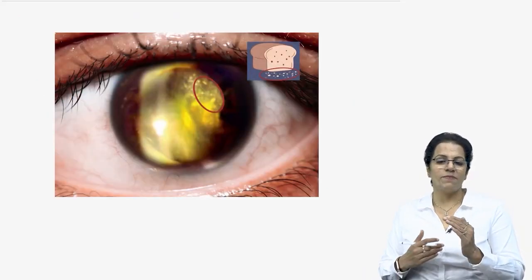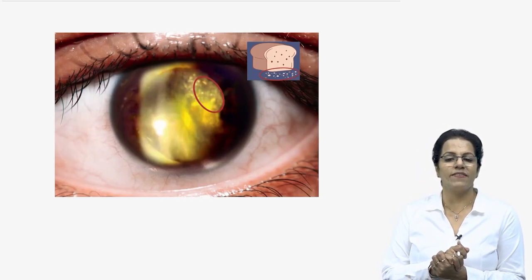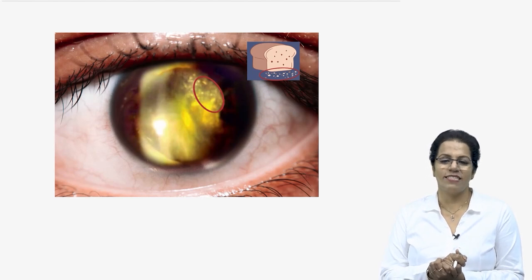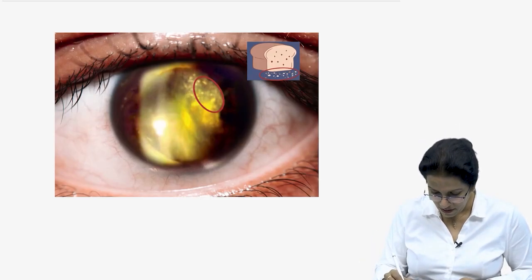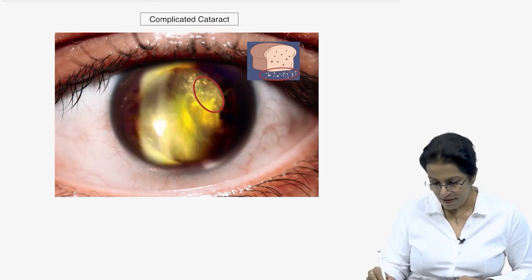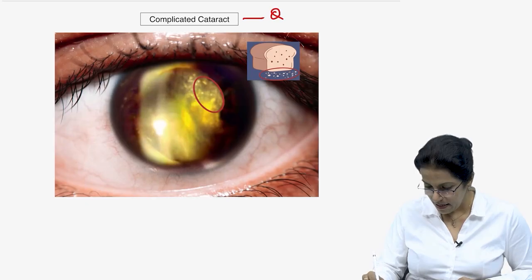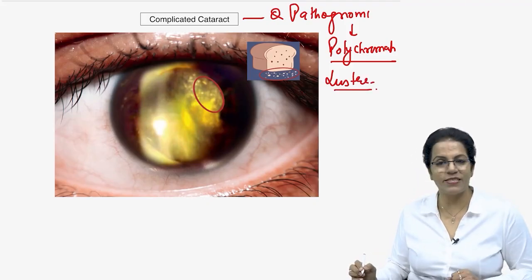We next talk, after metabolic, about what type of cataract this is. This is your complicated cataract. Can you all please give the heading complicated cataract? What you're looking at is a breadcrumb appearance, which is typical of complicated cataract. Secondly, you can see there are different colors. So this is important: what is the pathognomonic feature of complicated cataract? You will answer, the pathognomonic feature is polychromatic luster. Poly means multiple, chromatic means color, so multiple colors can be seen. This is polychromatic luster.